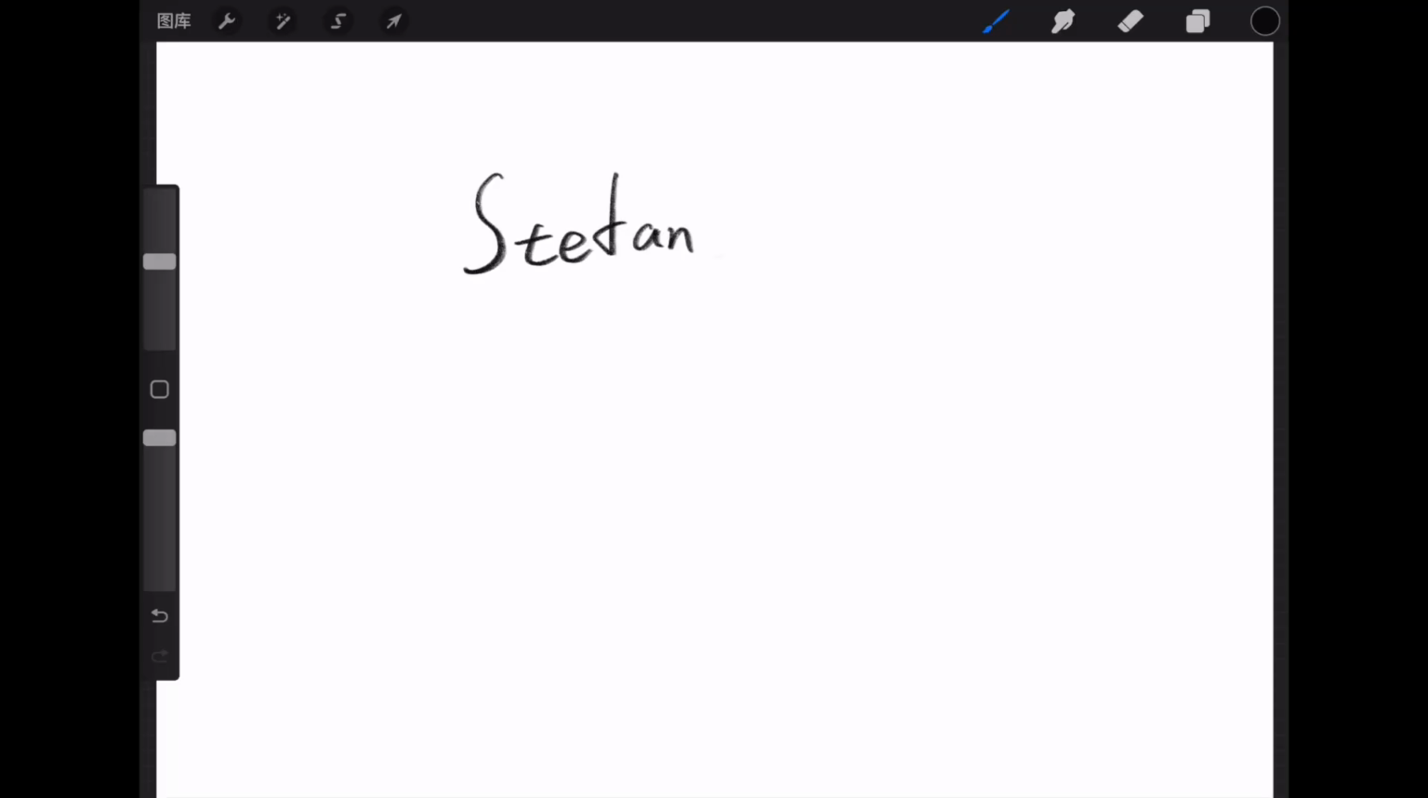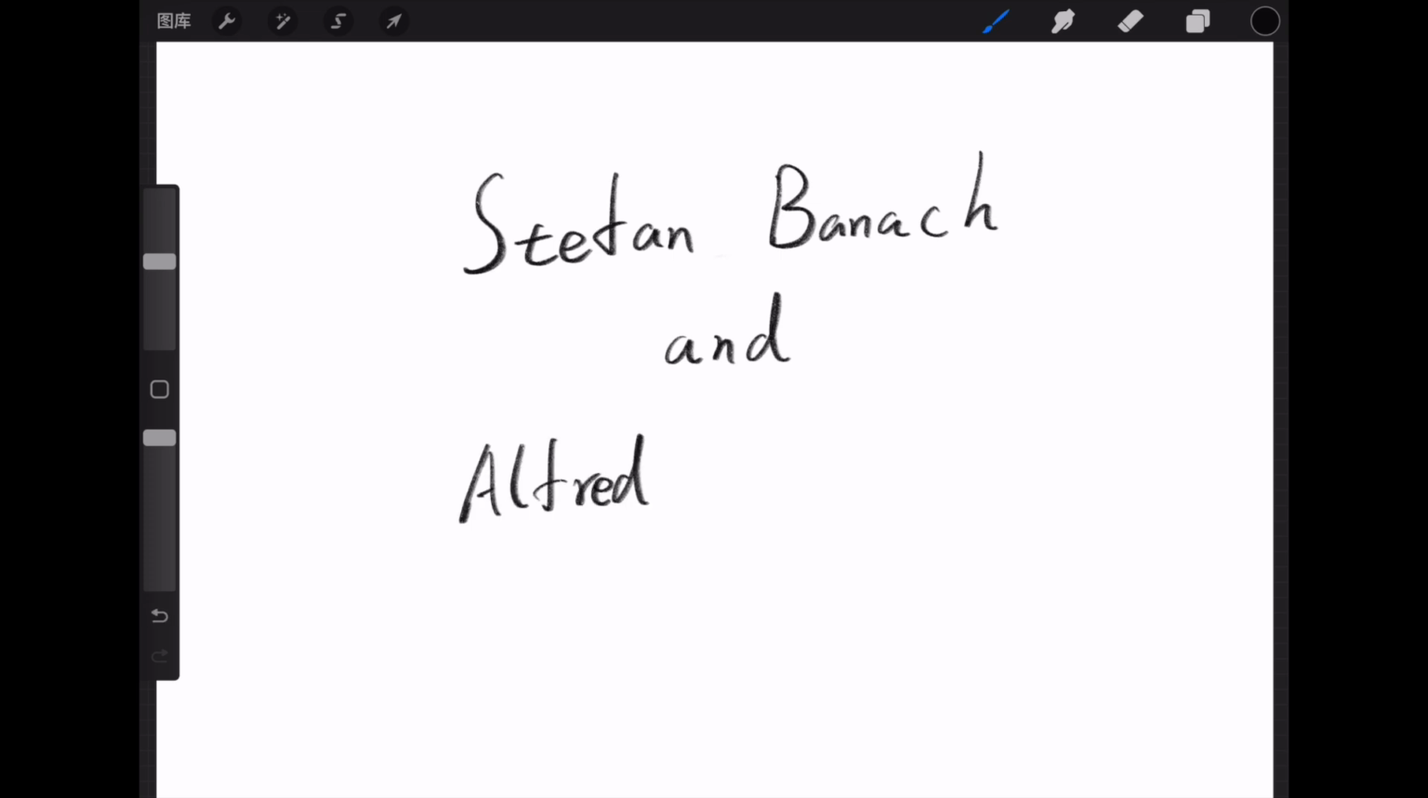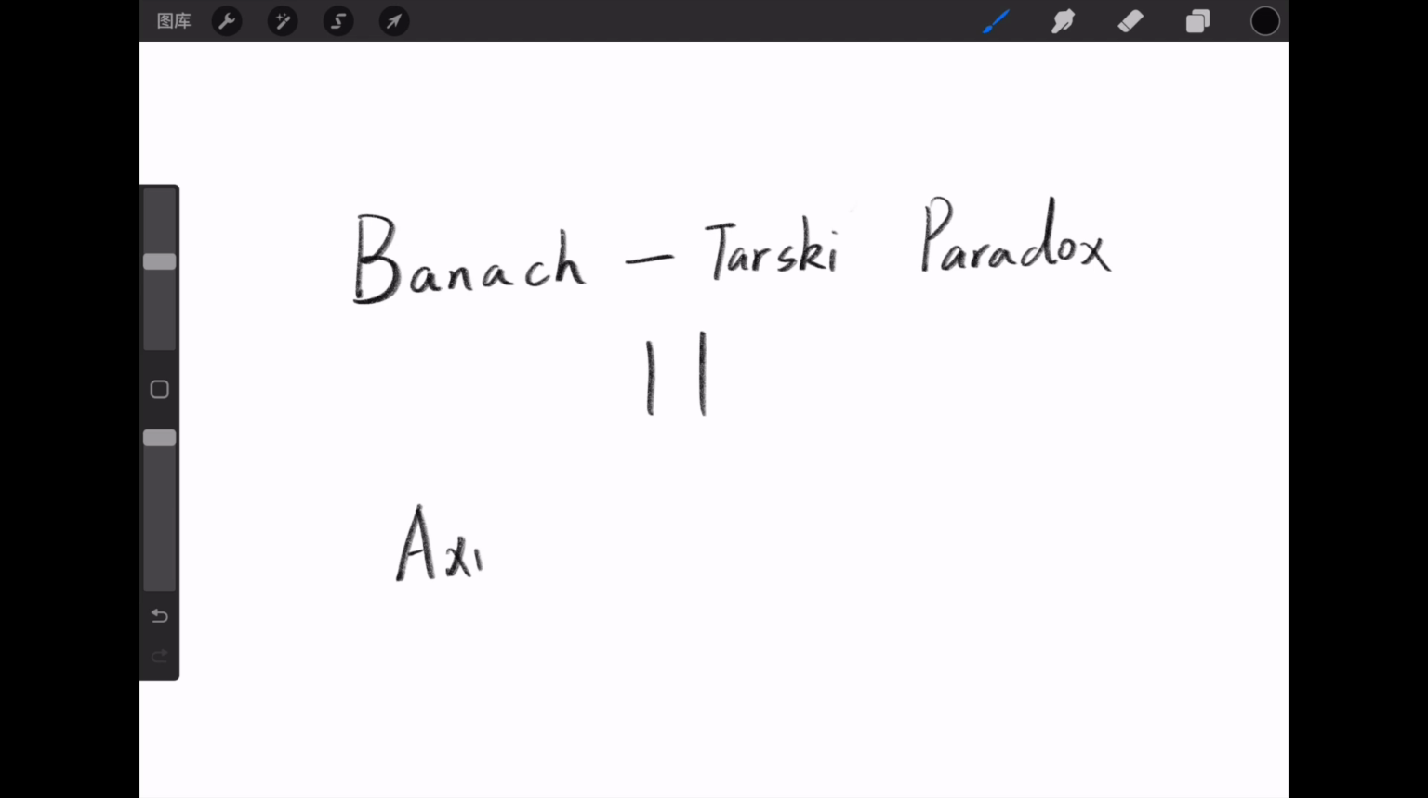The Banach-Tarski Paradox was formulated by mathematicians Stefan Banach and Alfred Tarski in 1924. Despite its seemingly nonsensical nature, this paradox has a significant impact on mathematics. It has been proven to be logically equivalent to the axiom of choice.